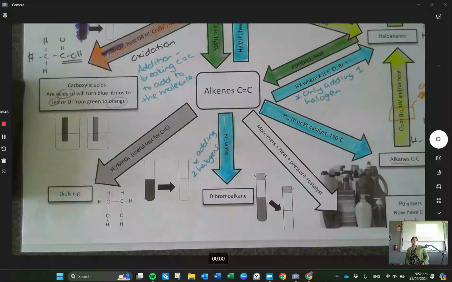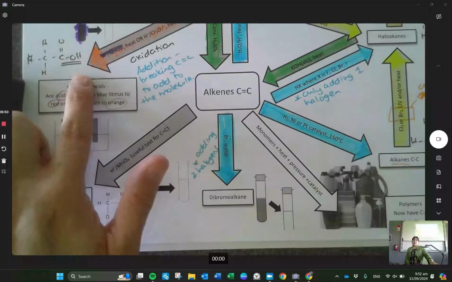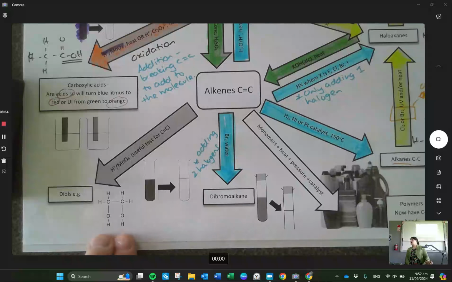And then the last one of our addition reactions is, again, using that permanganate that we saw over here. We can use that and make a diol. So a diol has two alcohol groups.